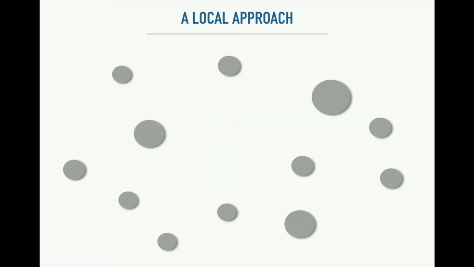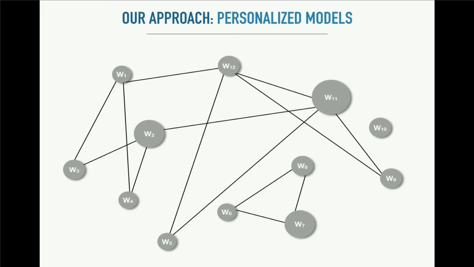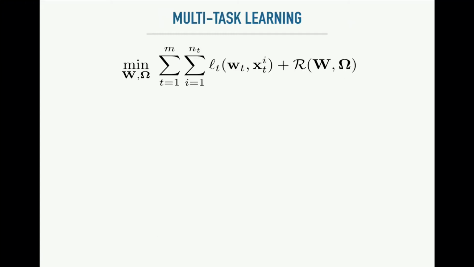On the other extreme, we could each have our own models. So we could completely ignore information on the other devices. But this ignores relevant information that might be useful in improving my own model. So what we propose is something in between. We have global models that learn the structure across the different devices. And this is something that can be naturally captured through a multitask learning framework.